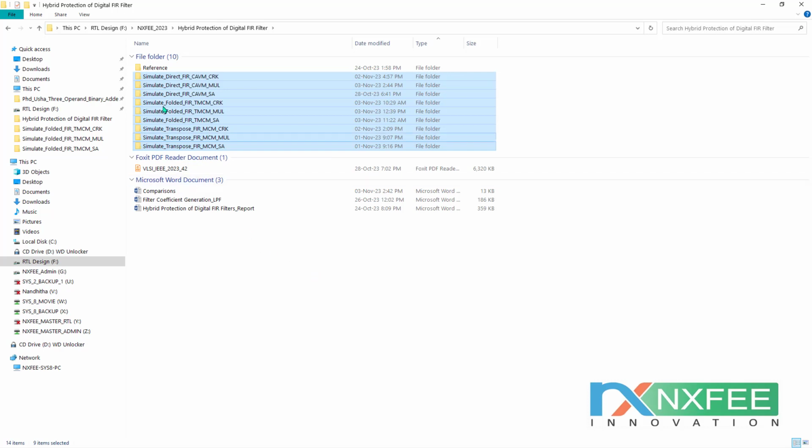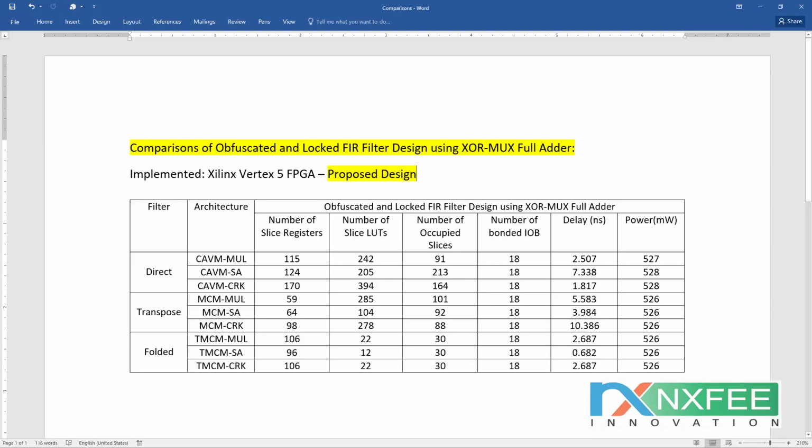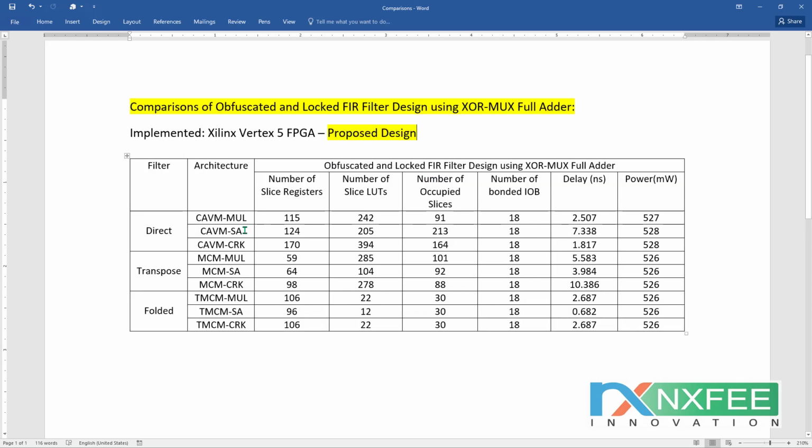All of these we have simulated in ModelSim and synthesized in Xilinx Virtex 5 FPGA. We have taken all the parameters and the parameter outputs are given in a document. So this is a document. This is a comparison analysis of the number of slice registers, LUTs, occupied slices and IO bases, and delay and power.